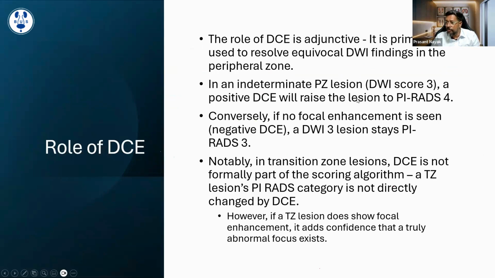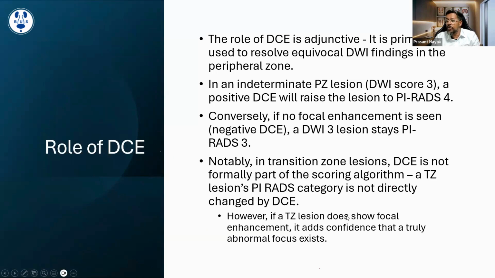In an indeterminate peripheral zone, a positive DCE will raise the lesion to PI-RADS 4. If no enhancement is seen, a DWI 3 lesion would stay as a PI-RADS 3 lesion. So you would not upgrade it to PI-RADS 4; it will remain as a PI-RADS 3. In the transitional zone, it is not formally part of the scoring algorithm. It is not directly changed by DCE.